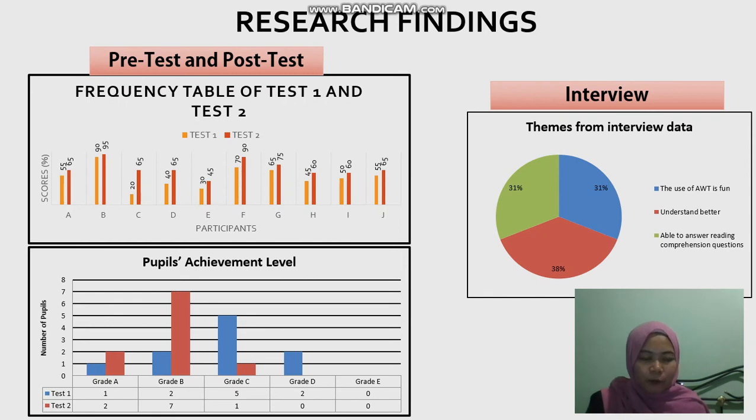And then for the pupils' achievement level in terms of grade, we can see that more pupils increase their grade, which is grade A and grade B. More pupils are getting better grade. As for grade B, from 2 pupils in test 1 increased to 7 pupils in test 2. This shows that more pupils are getting better grades in test 2 compared to test 1.